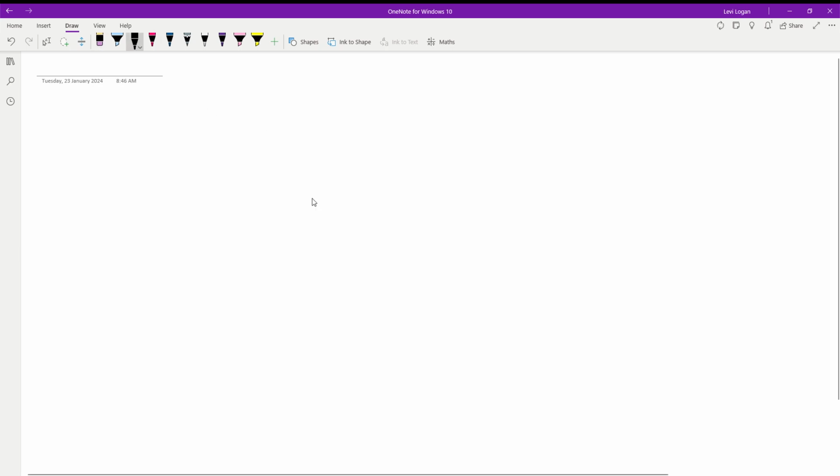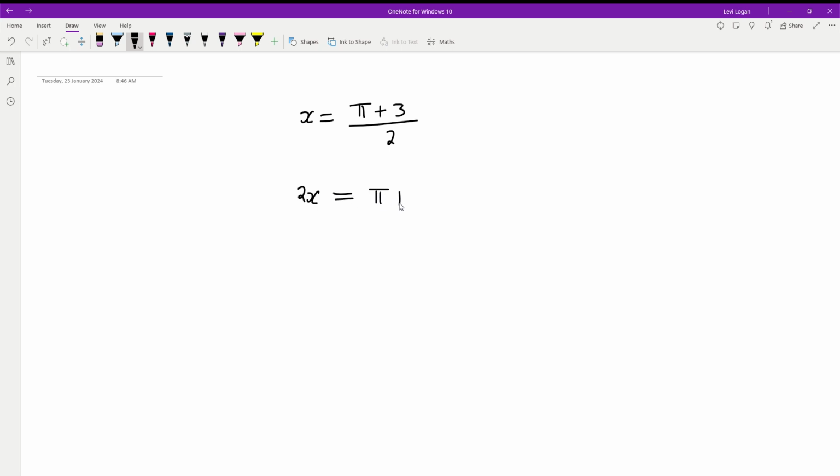Okay? So what we're going to do is say, alright, x is equal to pi plus 3 on 2. Okay. Now, once we've done this, what we're going to do is multiply both sides by 2. So what we're going to get is 2x over here, and the 2 will cancel out over here because it's already being divided. So we're going to be left with pi plus 3.